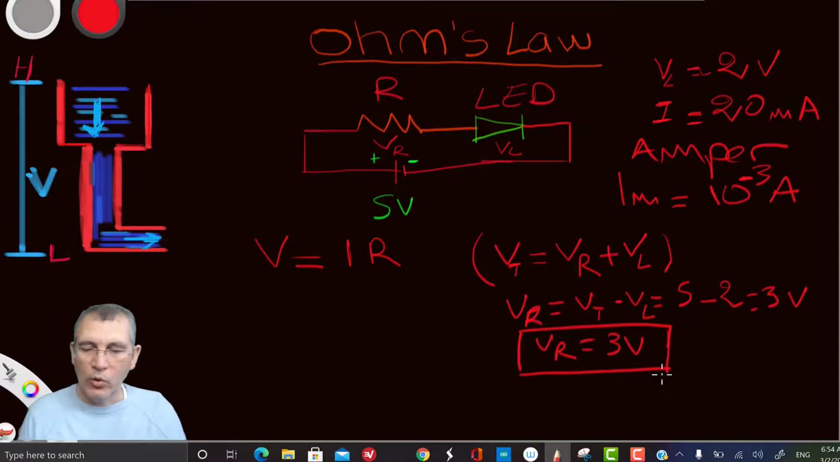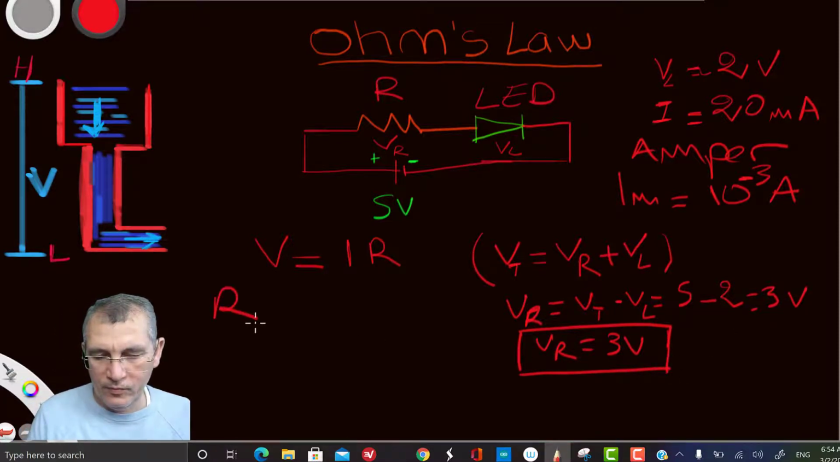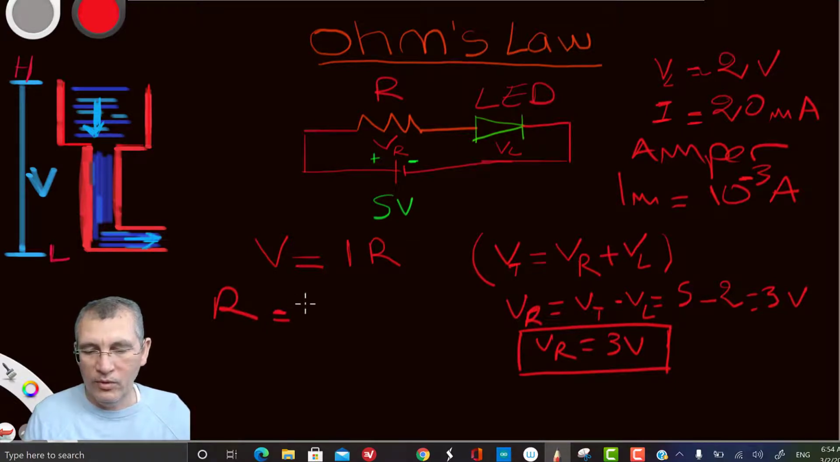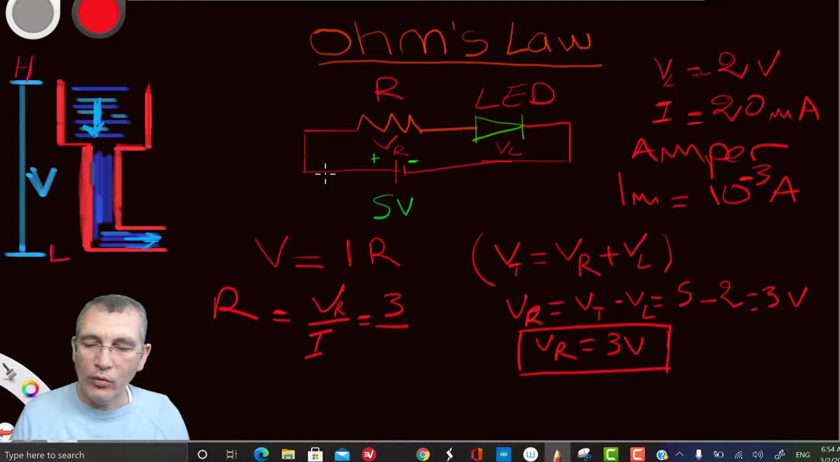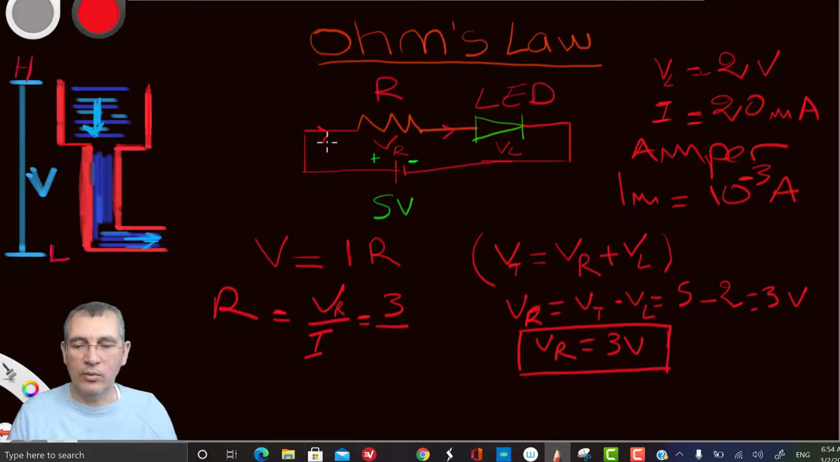Okay, to calculate the R, we go back to Ohm's law. R is equal to V divided by I, and V this time we're going to use the VR of the resistor, which is 3 volts. And since these two components, the LED and the resistor, are in series, the current flowing through the LED is the same as the current flowing through the resistor.